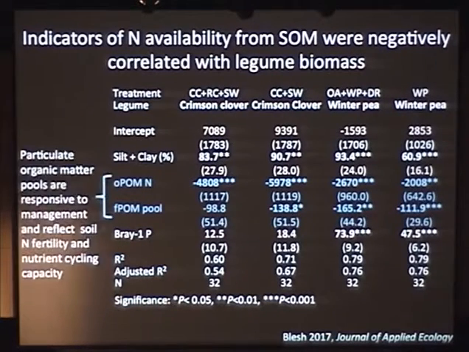So particulate organic matter pools, if you're not familiar with them, are certain fractions of organic matter that respond on relatively short timescales to changes in management. So they're pretty responsive to management, and they tend to reflect the nitrogen fertility of the soil and its ability to cycle nitrogen internally through microbial processes like decomposition. So this is the physically protected particulate organic matter pool and its content of nitrogen, and this is the size of the light fraction particulate organic matter. And both of these correlated negatively with nitrogen fixation inputs.